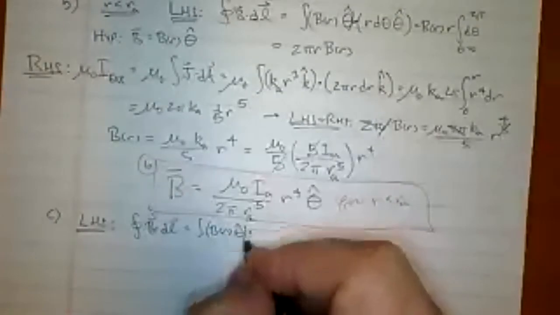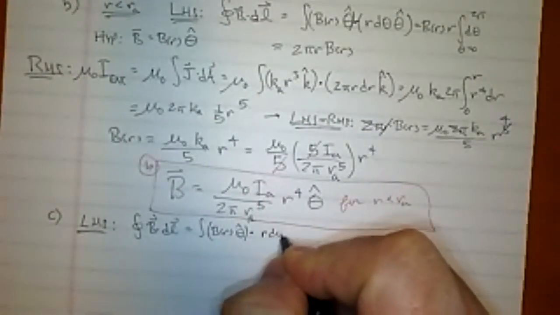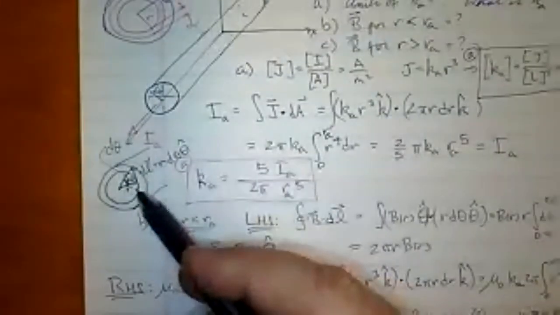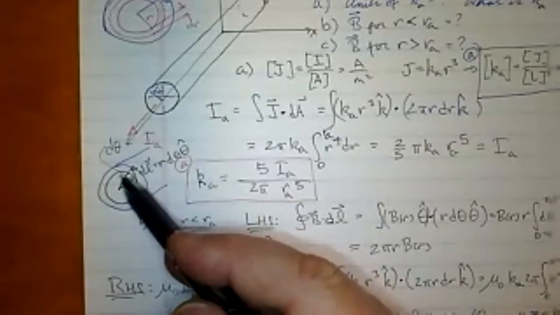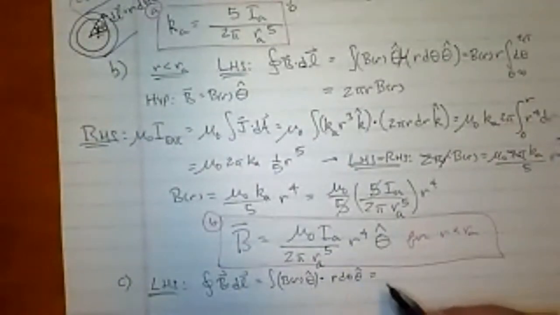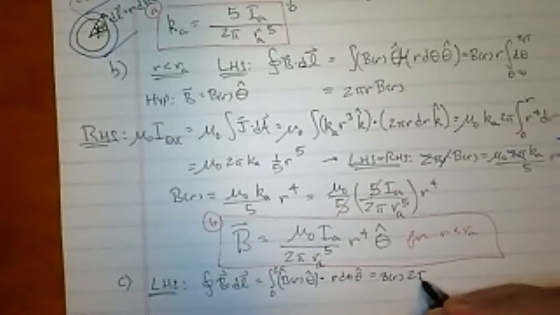B of R theta hat dotted with, now my DL is R d theta theta hat. Again, I'm using that same Amperian loop, if you will, right there. So since it's an Amperian loop of radius R, the R and the B of R are constant. So I get B of R times the integral of d theta from 0 to 2 pi. So this just becomes B of R times 2 pi R.